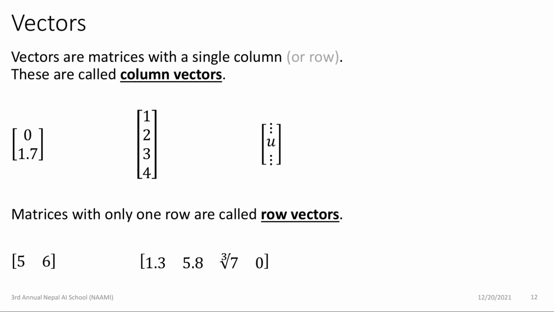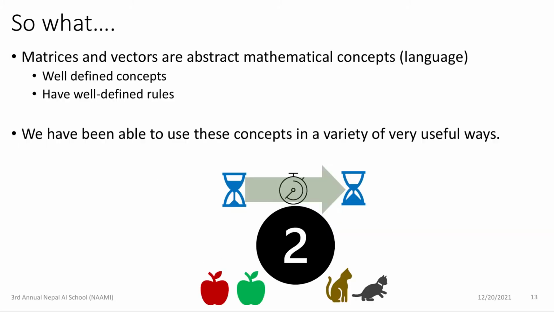So like I said, vectors are matrices with a single column or single row, but for purposes of this presentation, when we say vectors, we are talking about column vectors. So matrices with just one single column are called column vectors. You can have as many entries as possible. And similarly, if matrices have only one row, they're called row vectors.